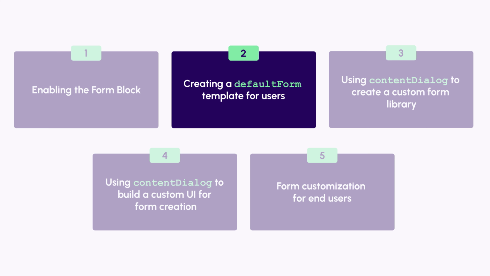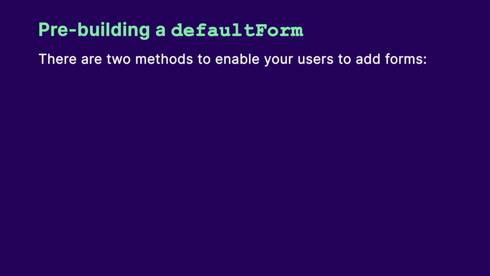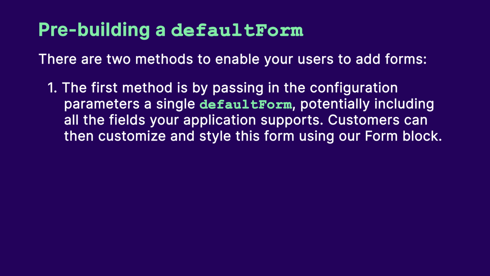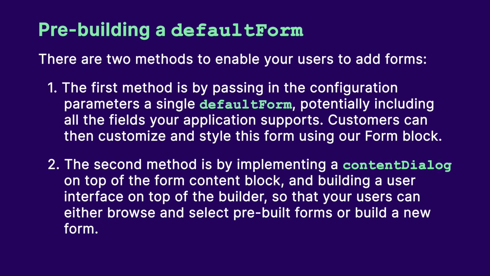Next up, we'll show you how to pre-build default forms your end users can easily drag and drop into the builder, and then customize however they like. There are 2 methods to enable your users to add forms in Beefree SDK. The first method is by passing in the configuration parameters a single default form, potentially including all the fields your application supports, and then have customers customize and style forms with our form content block. Okay, the second method is all about implementing a contentDialog on top of the form content block and building a user interface on top of the builder so that users can either browse and select pre-built forms or build a new form altogether. Let's show you how to do both.